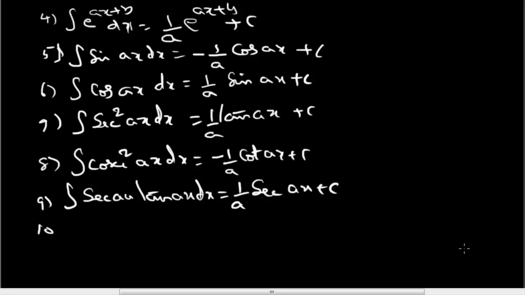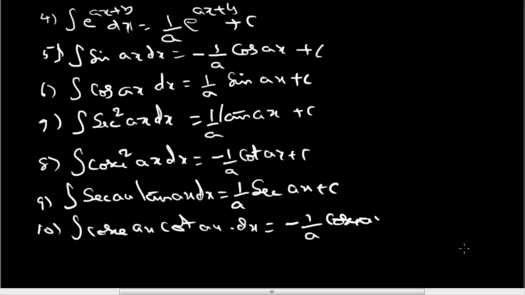Number 10. In the same manner, integral cosecant ax into cot ax into dx. The dx should not be forgotten. Minus 1 by a cosecant ax. Why? Cosecant x cot x integration is minus cosecant x. Here cosecant ax cot ax into dx is there, so minus 1 by a, the tail, into cosecant ax plus c.